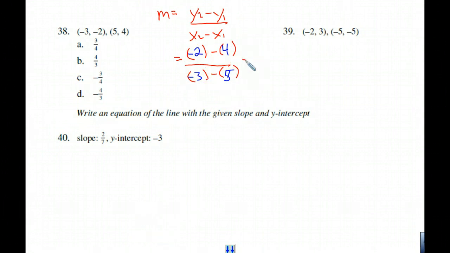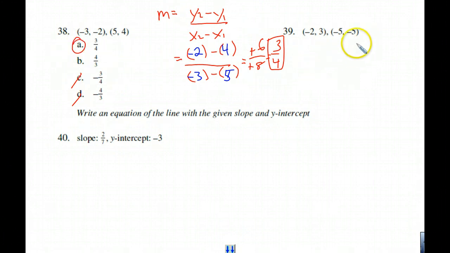Negative 2 minus 4 is negative 6. And negative 3 minus 5 is negative 8. The two negatives will cancel out and make a positive, so we know it's not C or D. And looks like we have to reduce it. So we divide both top and bottom by 2. 6 divided by 2 is 3. 8 divided by 2 is 4. So we have positive 3 over 4.